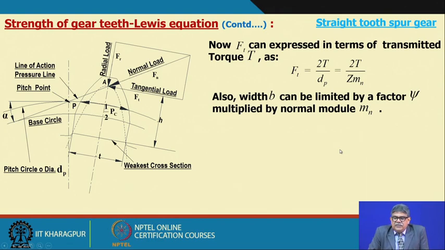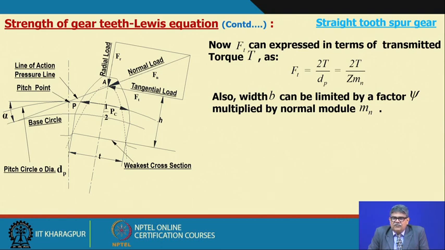Now, also width B can be limited by a factor psi multiplied by the normal module. That means the width that we have considered, B, cannot be taken of any dimensions. There is a limit. The gear should not be very thin, as well as it should not be very wide, for several factors. But the most important factor is that if we take very thin gears, they may buckle.